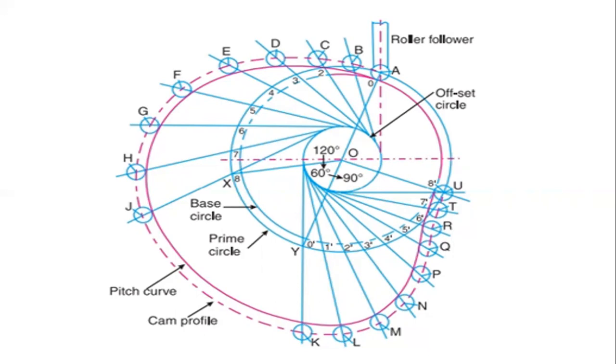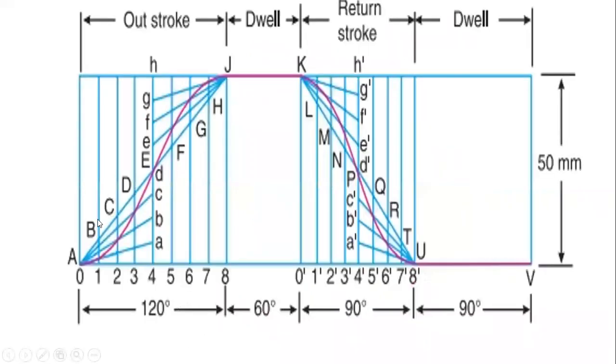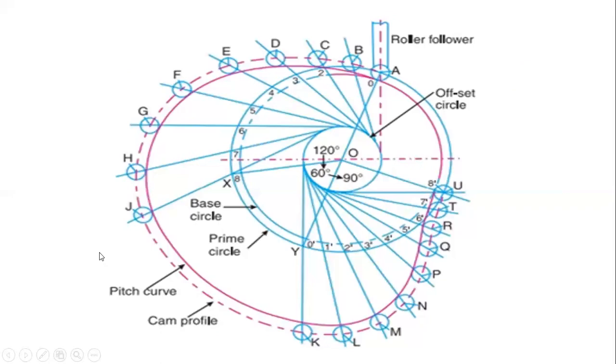After dividing the section into 8 equal parts, extend the straight lines, and then go to the displacement diagram. Take the length 1 to B. So this is the 1 to B position. Take the length 1 to B, and with 1 as center, cut an arc on this extended line. So we will get a point B.